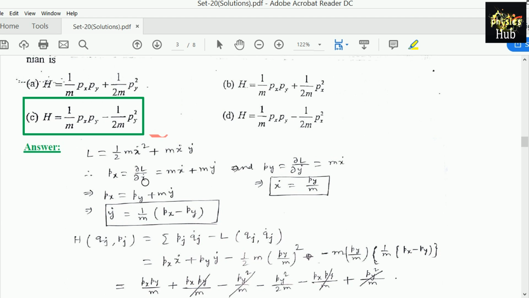Now px equals del L by del x dot equal to m x dot plus m y dot, and py equals del L by del y dot equal to m x dot. We cannot keep x dot and y dot because the Hamiltonian is not a function of these dot terms, so we have to replace them. So we wrote x dot and y dot in terms of px and py. Now the Hamiltonian formula is the sum over pj qj dot minus the Lagrangian, which is a function of qj and qj dot.